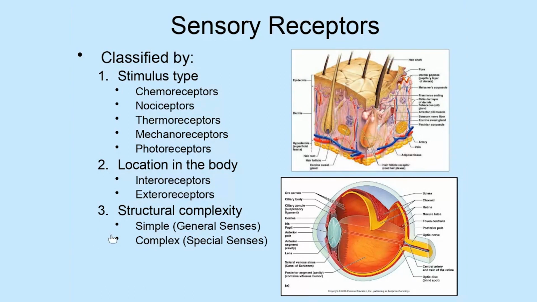Photoreceptors are found in one specific place in the body, and that's in the eye. A photoreceptor responds specifically to light, so they are activated by light.